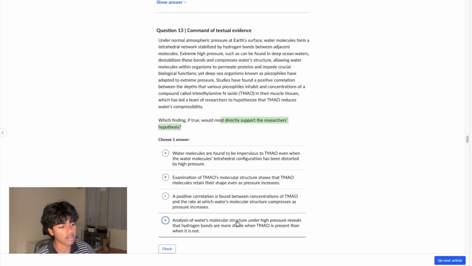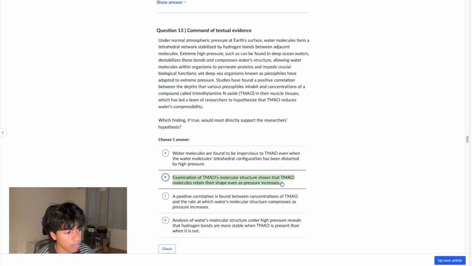Well, we're looking for compressibility. We want to decrease it. Okay. So this one, if you're looking at it scientifically, this could be right because molecular structures retain their shape, but this has nothing to do with water. So directly we can cross this one out.